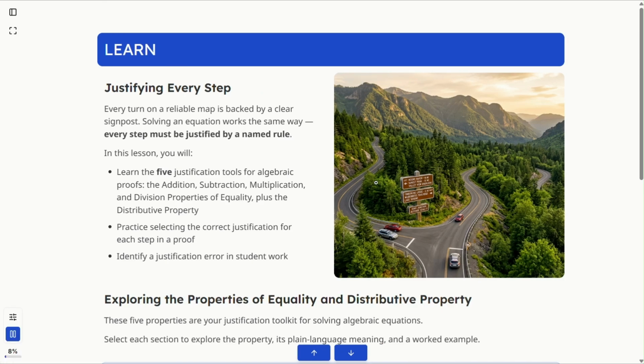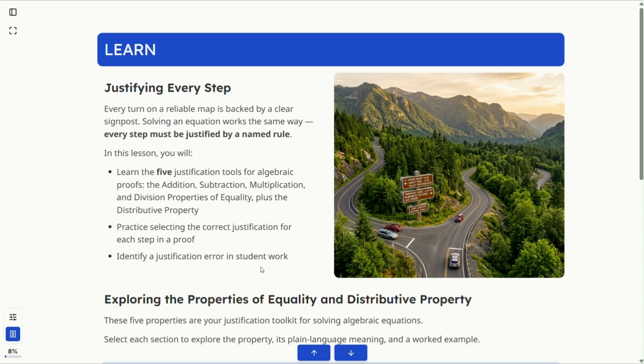Justifying every step. Every turn on a reliable map is backed by a clear signpost. Solving an equation works the same way. Every step must be justified by a named rule. In this lesson, you will learn the 5 justification tools for algebraic proofs: the addition, subtraction, multiplication, and division properties of equality, plus the distributive property. Practice selecting the correct justification for each step in a proof.